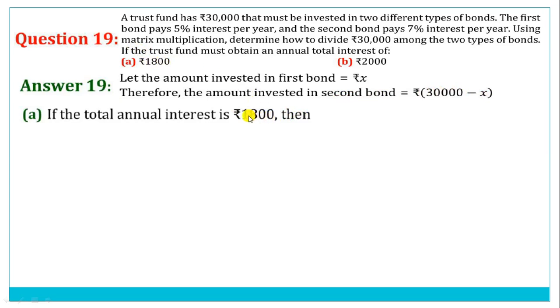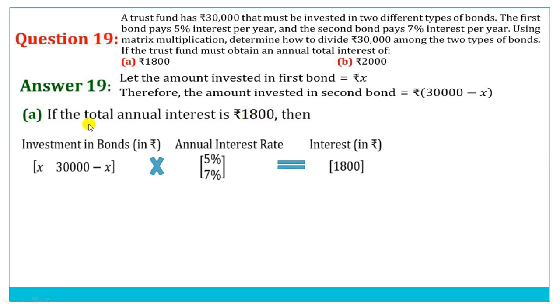Okay, so this is what we have to do. Investment in bond multiplied by annual interest rate should be equal to 1800. Okay, so the interest we get in a year on the money we invested in both bonds, how much do we need? 1800. Sorry, not 1000, 1800. So beta, we have to use matrix multiplication here.